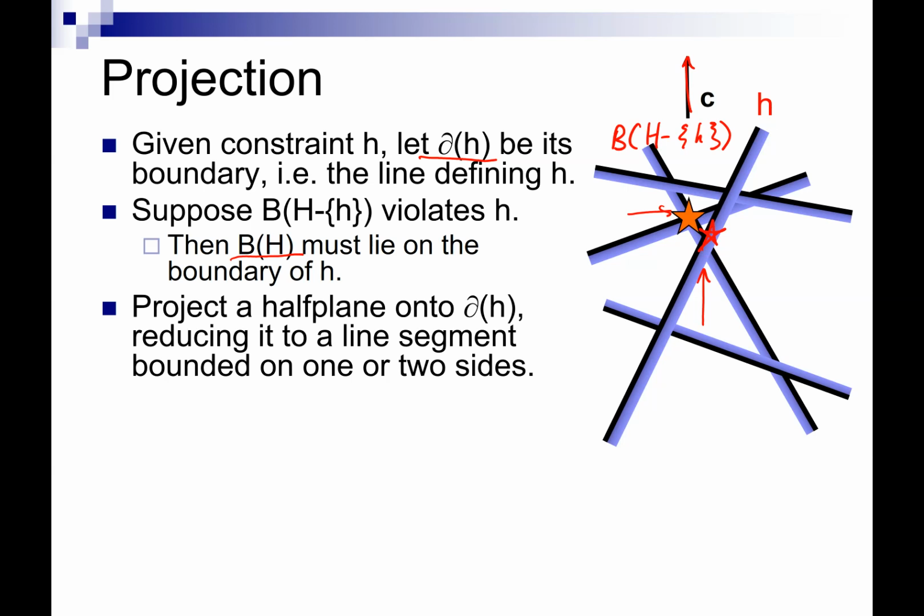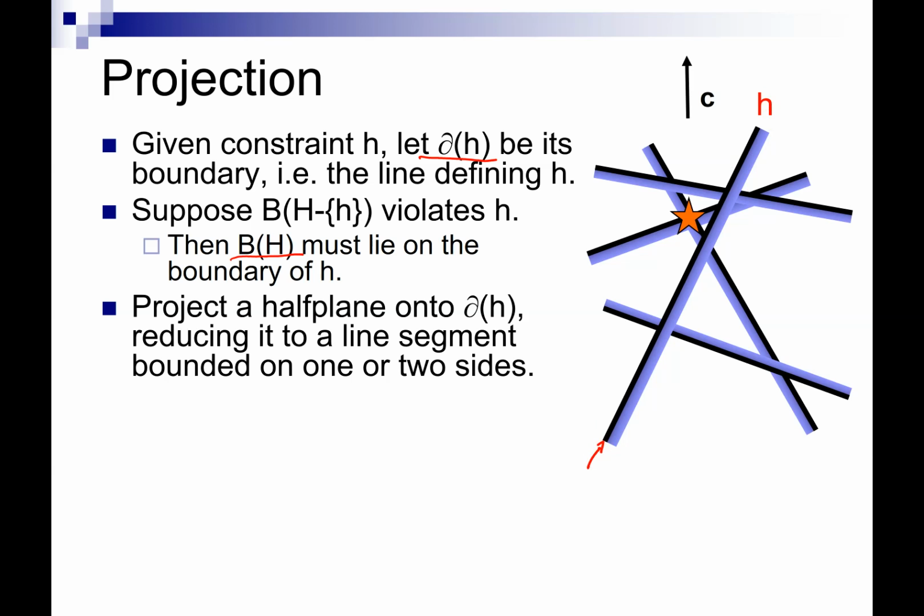Okay, yeah, so b of h must lie on the boundary of little h. So then the question becomes, where does it lie on the boundary of little h? To answer this, we're going to take all of these constraints other than little h, and we're going to project them onto the boundary of little h. The boundary of little h is just this black line over here. So we're going to project all of the other constraints onto this black line.